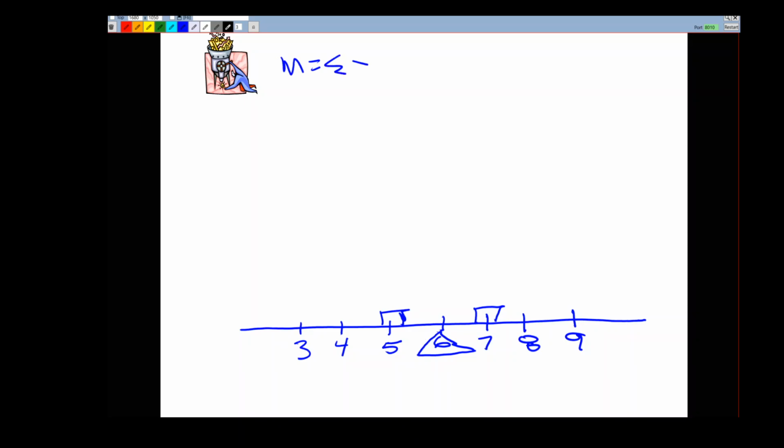Okay, so if I take M equals the sum of x over n, which in this case is equal to 5 plus 7 divided by 2 equals 12 divided by 2 equals 6. Now, if I put a value down here, once again, each of these values is of the same physical weight.